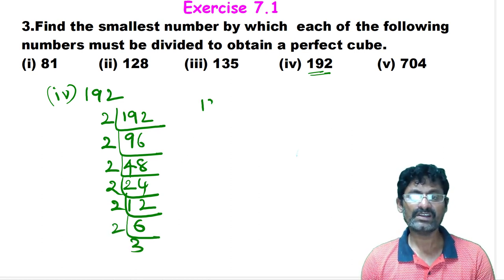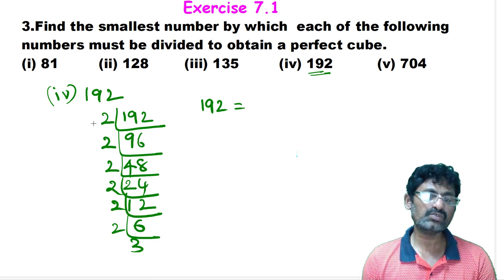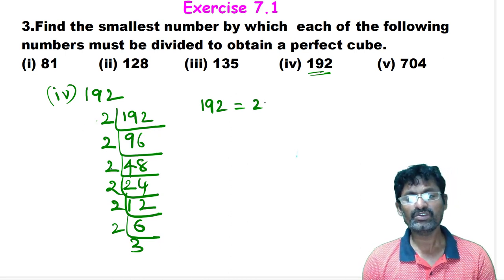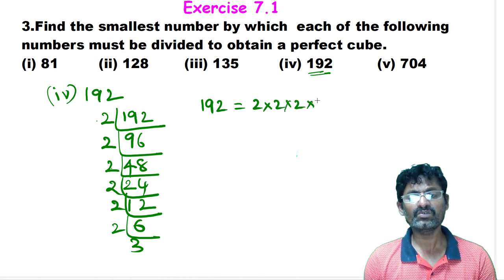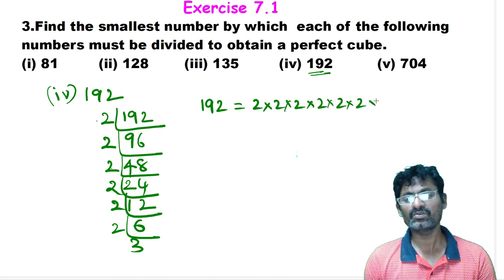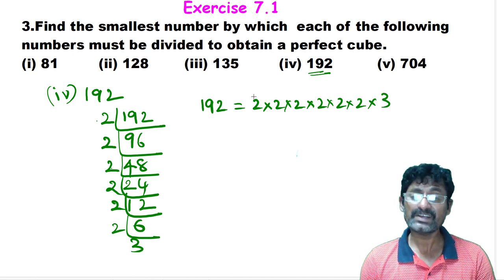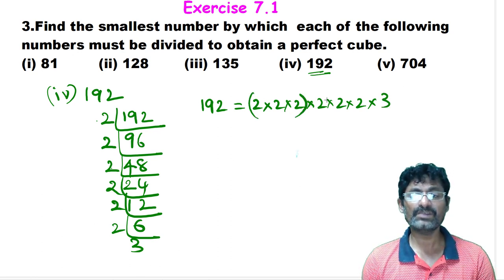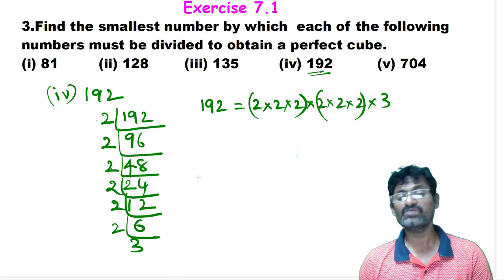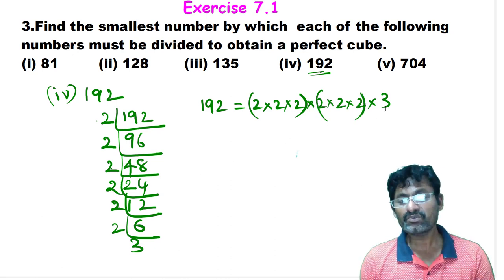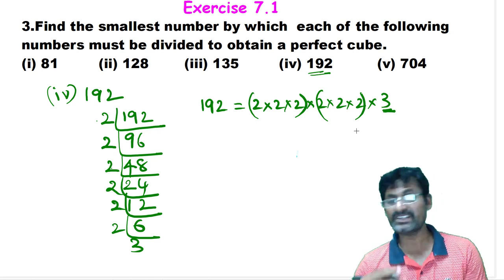Now write 192 equal to, how many 2's are there? 1, 2, 3, 4, 5, 6 2's are there. 2 into 2 into 2 into 2 into 2 into 2. Then we have 3 here, so into 3. Now observe the triplets. 2 times 2 times 2 is one triplet. Then again 2 times 2 times 2 is one more triplet. So additionally we have one extra 3.